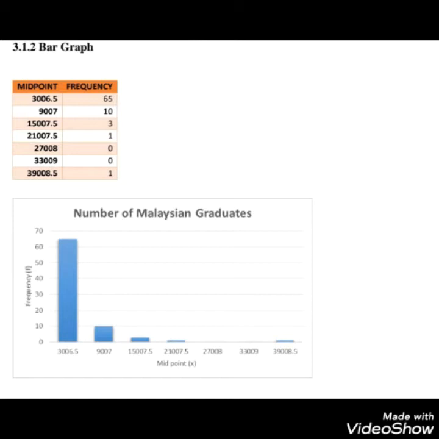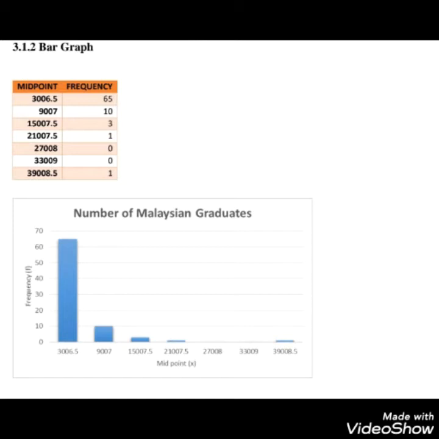This is almost the same as the frequency polygon, but the difference is the bar and also the space between the bars. Because as we see, the y-axis is also given the frequency, and the x-axis is also given the midpoint.